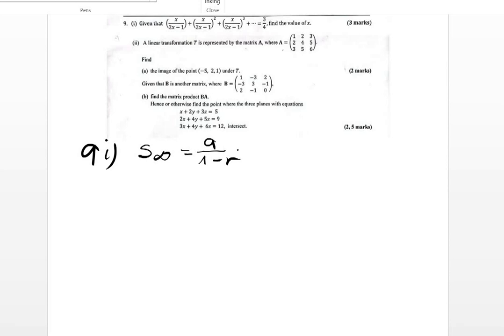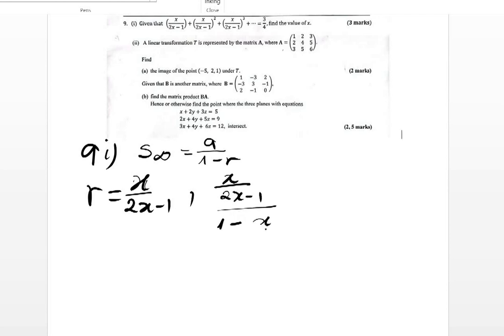So if you are to solve it here, our r in this case is, you look at this term, x over 2x minus 1 squared divided by x over 2x minus 1. It will still give us x over 2x minus 1, and that our a will be the same. So the sum to infinity means we have x over 2x minus 1 divided by 1 minus x over 2x minus 1 equal to 3 over 4.